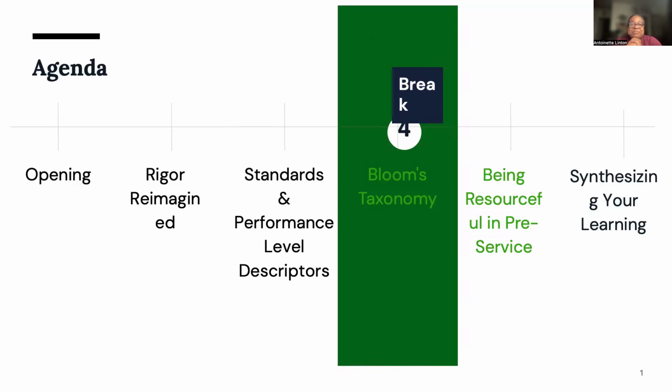Welcome back. We've started to think about rigor through standards, but now we're going to sharpen that thinking. Bloom's taxonomy gives us a way to name the level of thinking we're asking students to do. And that matters because rigor isn't about how hard something feels. It's about the kind of thinking students are actually doing.